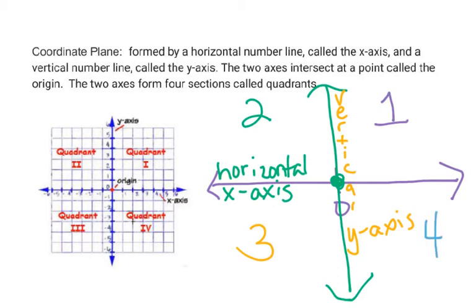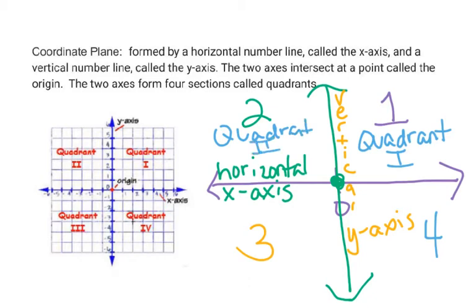These are called quadrants. So this is quadrant 1. Now most of the time a Roman numeral is used, but it is okay if we use just a regular number. Then this section is quadrant 2. And this section is quadrant 3. And this section is quadrant 4.